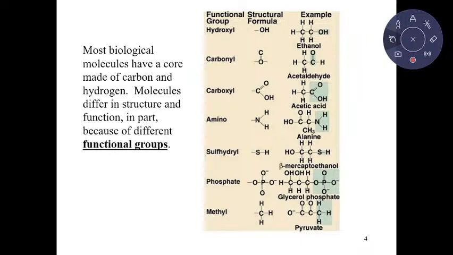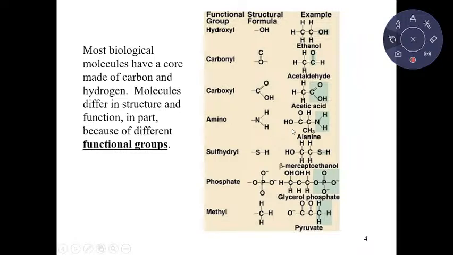Molecules differ in structure and function because of the presence of functional groups. The basic thing is that in these biological molecules, carbon and hydrogen are the main elements, or main atoms, involved, but molecules differ in their molecular form. They differ in structure and in the presence of a functional group. For example, see this chart.